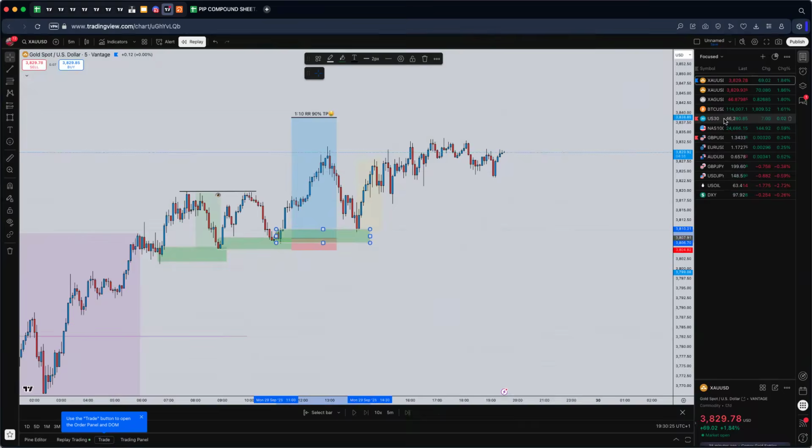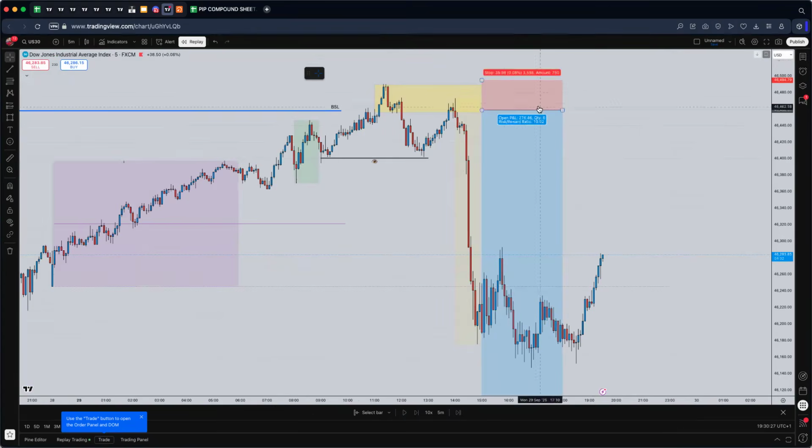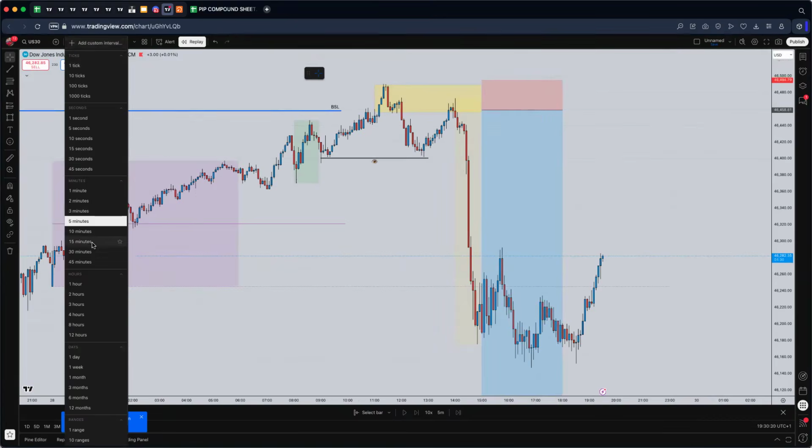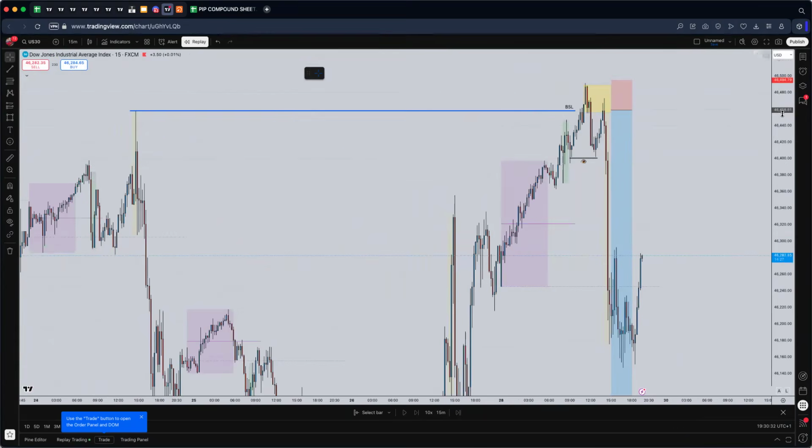Another example from today, US 30. Clean catch. So what happens again based on structure? What are we seeing here? It's just the same things over and over again, right?